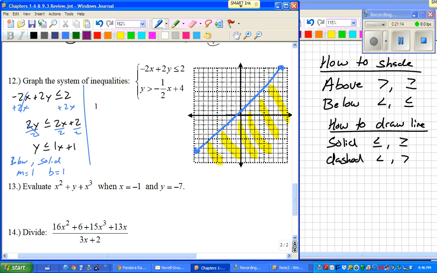Now, our next one is already done. We know our slope is -1/2. We're starting at 4. I need to shade above. And this is actually going to be dashed, okay? It's dashed because of, remember, it's the symbols that tell us what we have to do. So at +4, I'm open, and I'm just following the slope, making sure that each one of those dots is open.